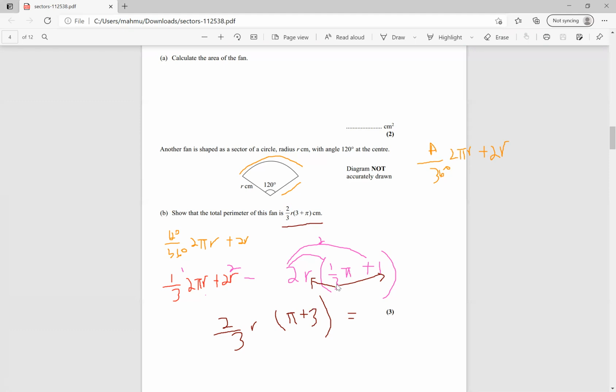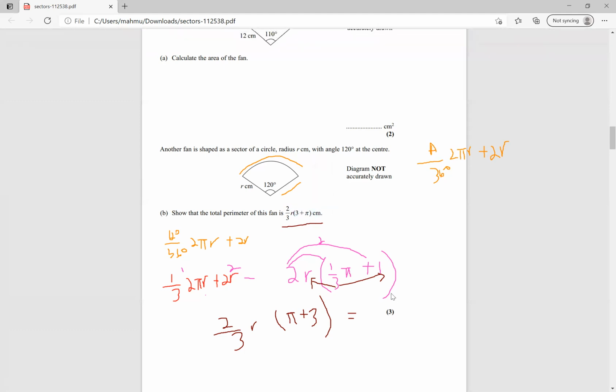Then I take the 3 to the other side. So if I take the 3 to this side, 2 stays to divide, so 2 over 3. If I take it to this side, I'm timesing it, so 3 times 1 is 3, and the pi is still inside the middle. So I get the same answer as this. That's why 3 marks is not too difficult. As long as you know the formula, things will be easy for you.